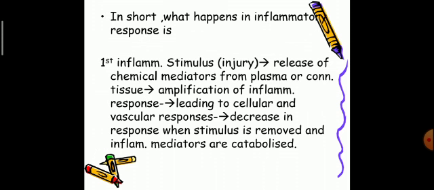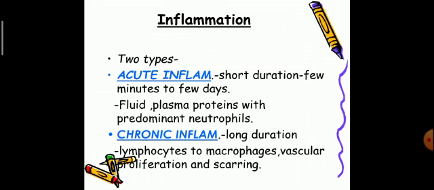In short, what happens in the inflammatory response is, first, an inflammatory stimulus is there, that is injury, that can be microbes, that can be radiation. Then there is release of chemical mediators from the plasma or connective tissue, amplification of the inflammatory response leading to cellular and vascular responses, and decrease in response when the stimulus is removed and inflammatory mediators are catabolized. Now, mainly we can divide inflammation into two types, that is acute inflammation.